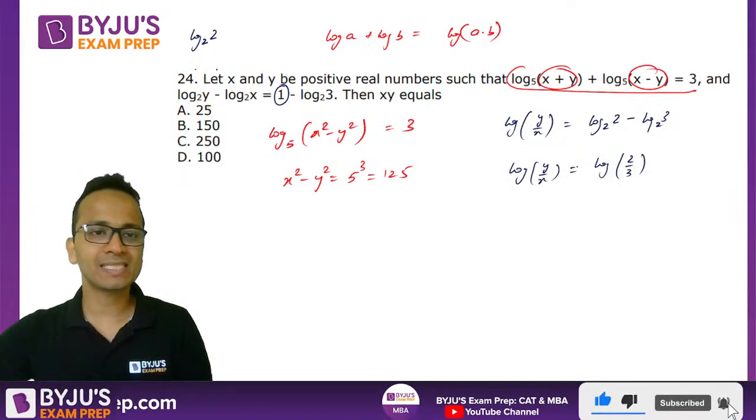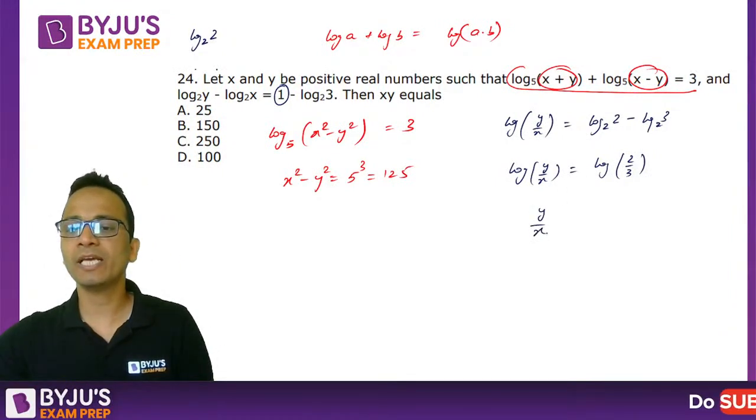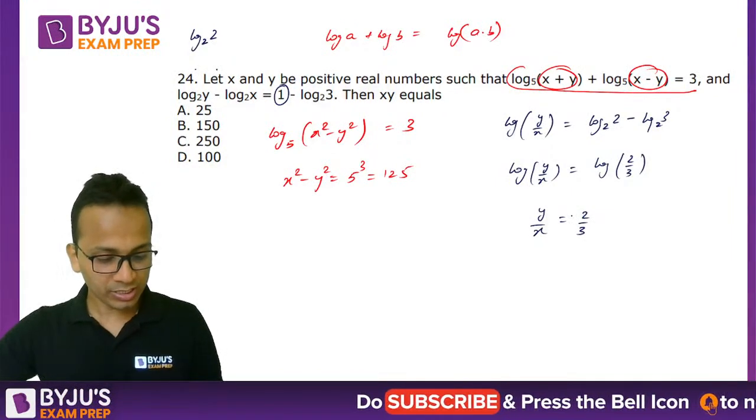Okay, bases are same on both sides, so no need to write the base. So y upon x का value कितना आ जाएगा? 2 upon 3.